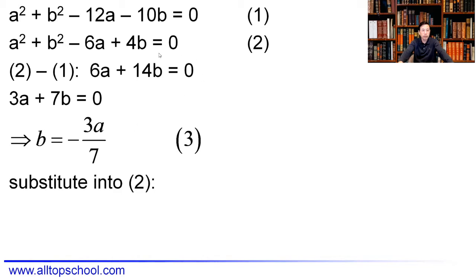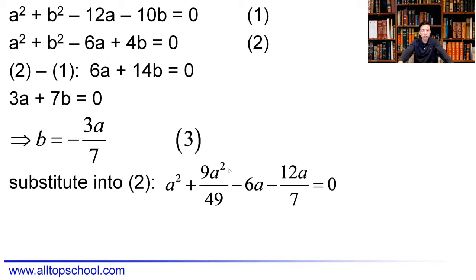For example, I'm going to substitute into the second one, because its coefficients are a little bit smaller. We get a squared plus 9 over 49 a squared minus 6a minus 12a over 7 equals 0. You see we have a everywhere, so we cancel the a, because a cannot be equal to 0.